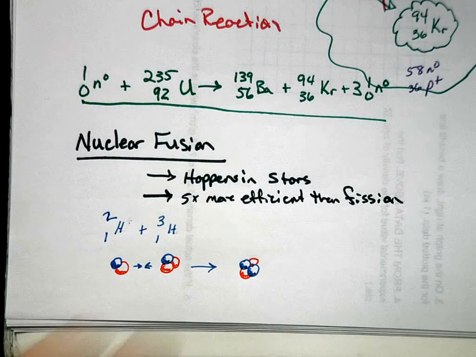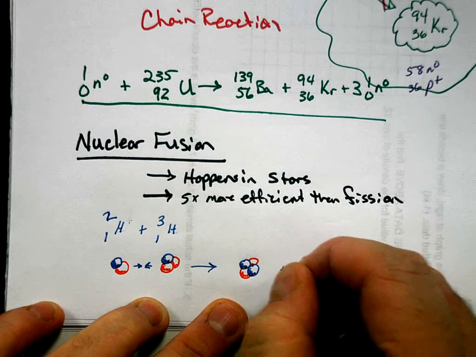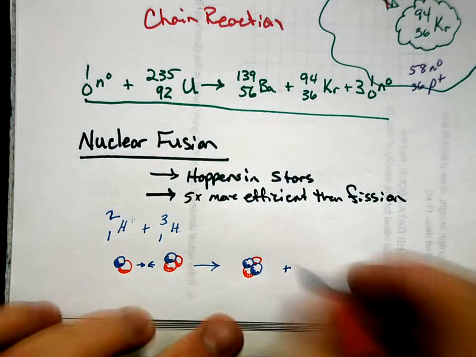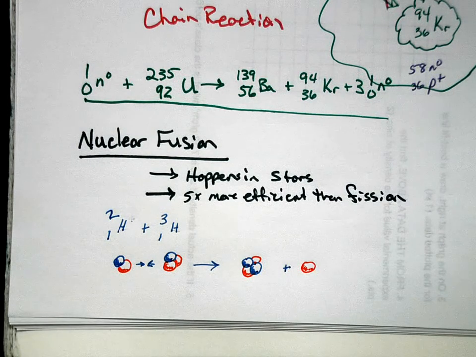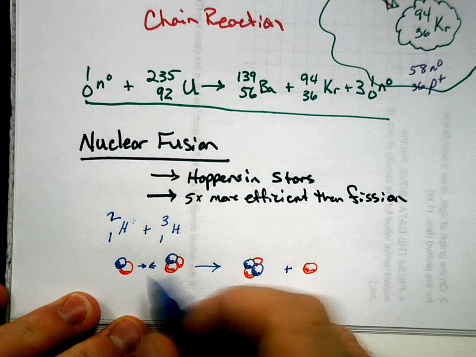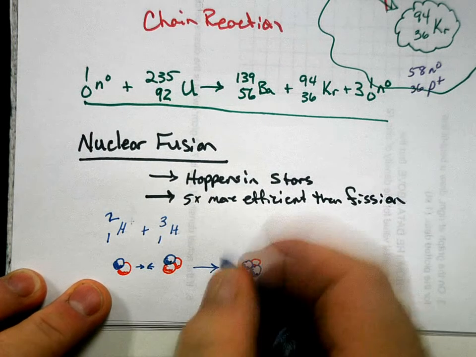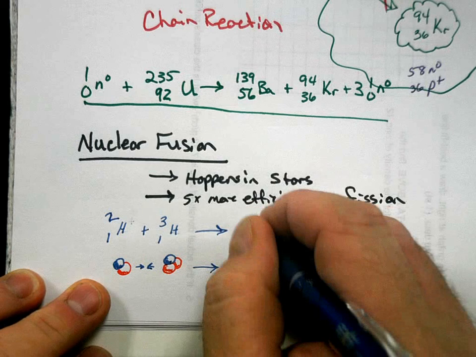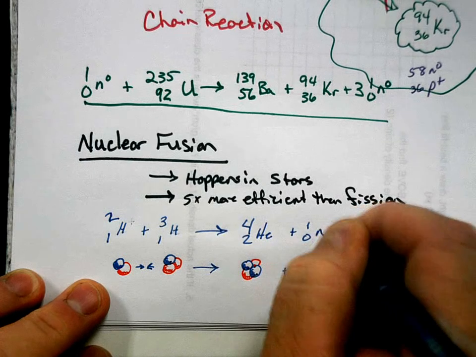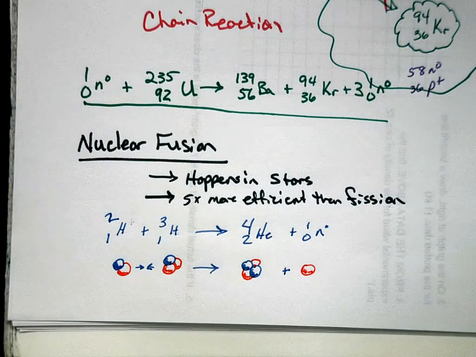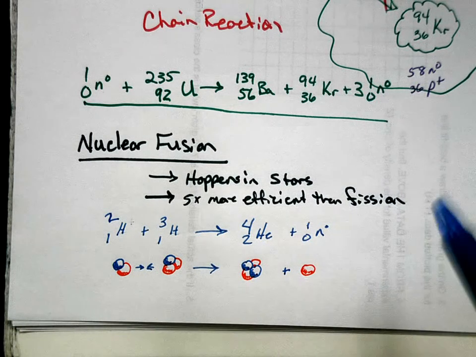a helium nucleus and kicking out a lone neutron. So the equation for this becomes hydrogen-2 (atomic number 1) plus hydrogen-3 (atomic number 1) makes helium-4 (atomic number 2) plus a neutron. And this releases a ridiculous amount of energy, even more ridiculous than fission. Okay, so what to look for?